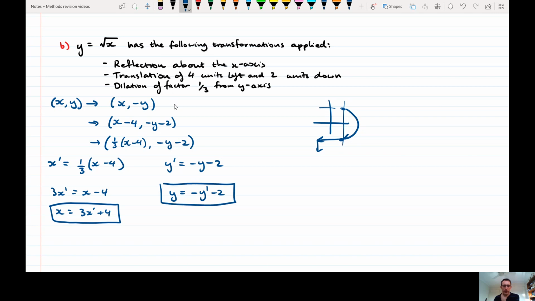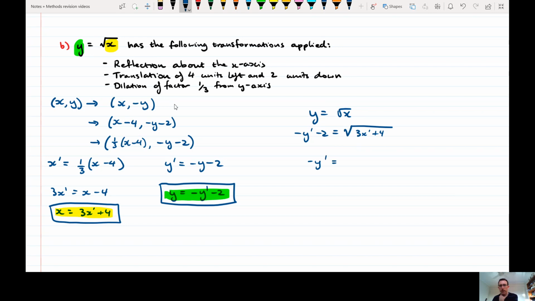And once again, this is going to replace y in there, and this is replacing your x there. So into my equation now, y equals root x, this becomes negative y dash take 2 equals square root of 3x dash plus 4. Negative y dash equals 2 plus the square root, or you can put the square root first and put the plus 2 at the end, it doesn't really matter. And then we're going to divide by negative 1 to get our equation there.